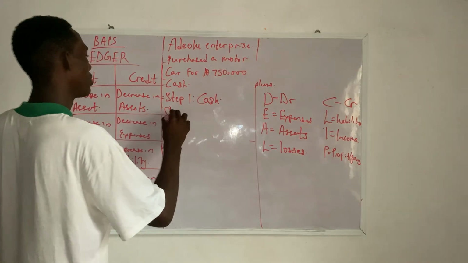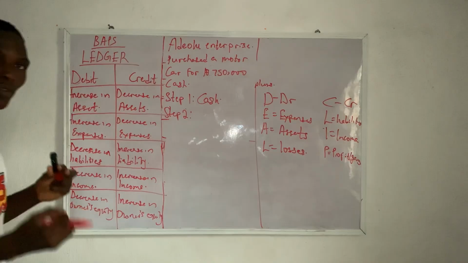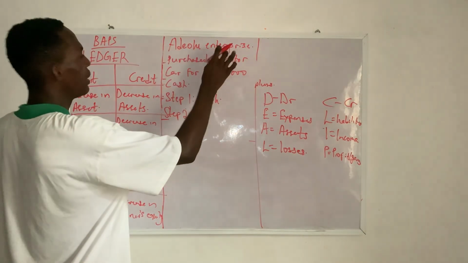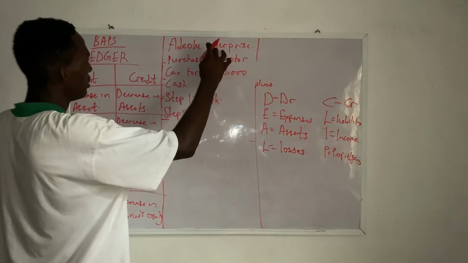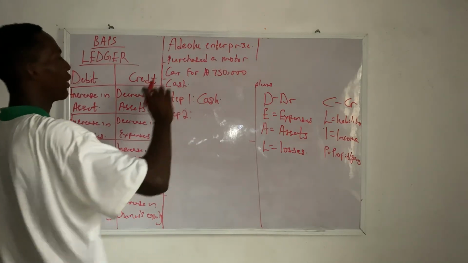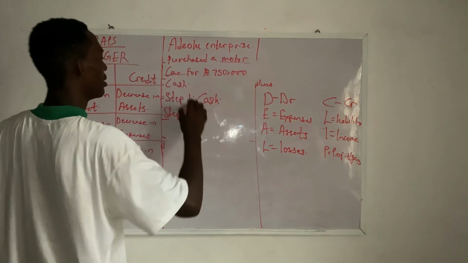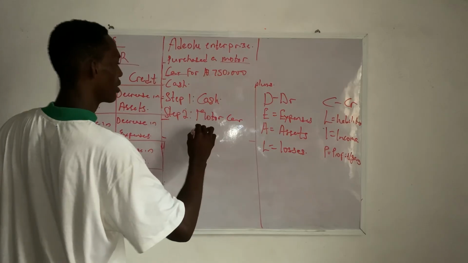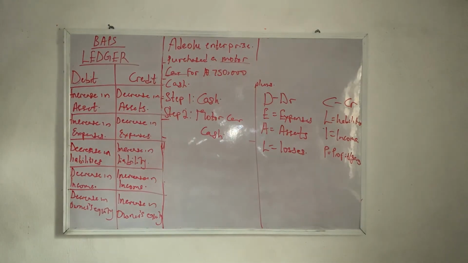Now step two, identify the account involved. So what are the accounts involved? I would have said Adeolu Enterprise and Cash, but because it is a cash transaction, we don't need what? The name of our enterprise, because this is the name of the business, definitely. So it is motor car and what? And cash. So these are the two accounts involved, motor car and what? Cash.